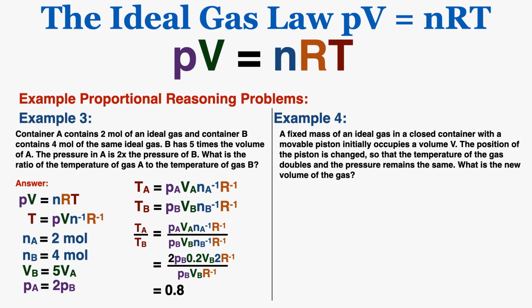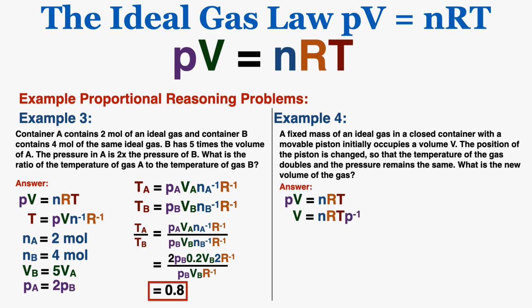Finally, in example 4, a fixed mass of an ideal gas in a closed container with a movable piston initially occupies a volume V. The position of the piston is changed so that the temperature of the gas doubles and the pressure remains the same. What is the new volume of the gas?